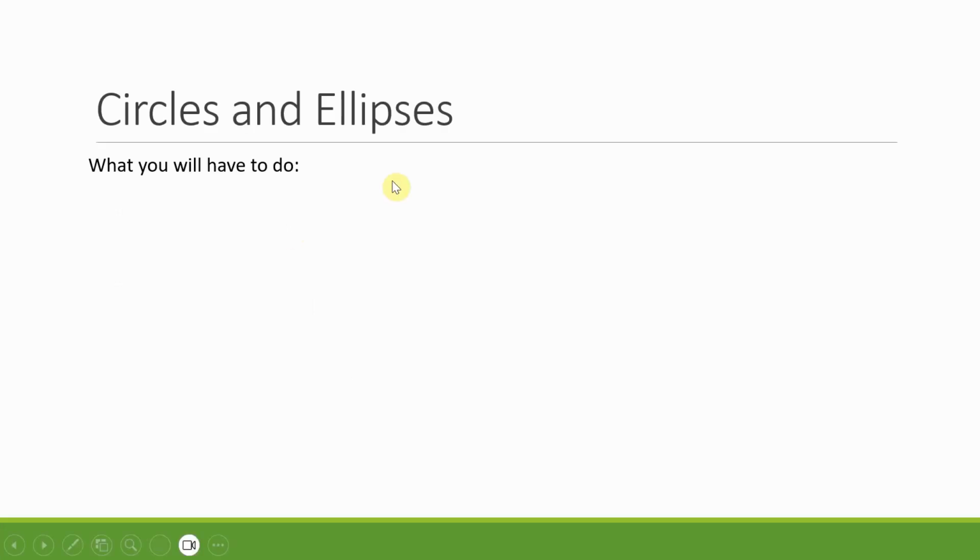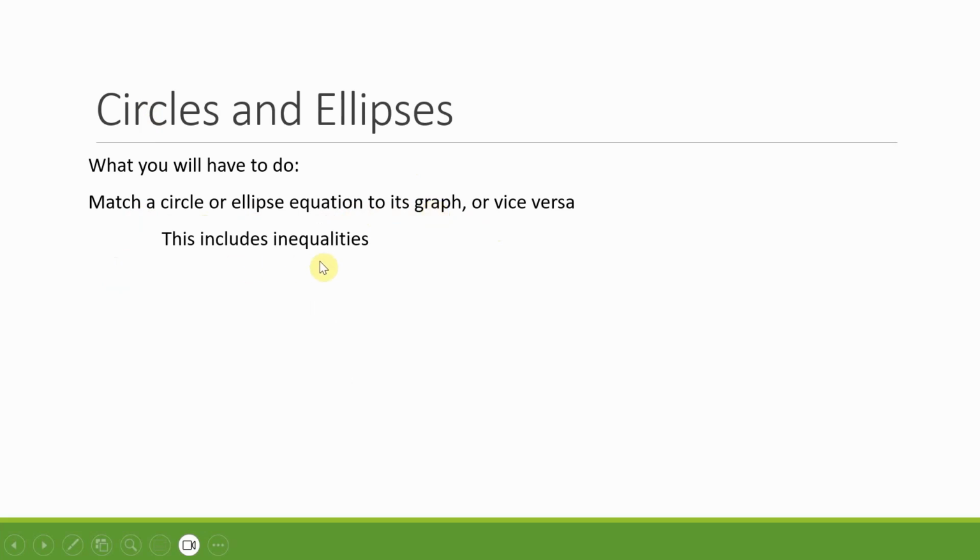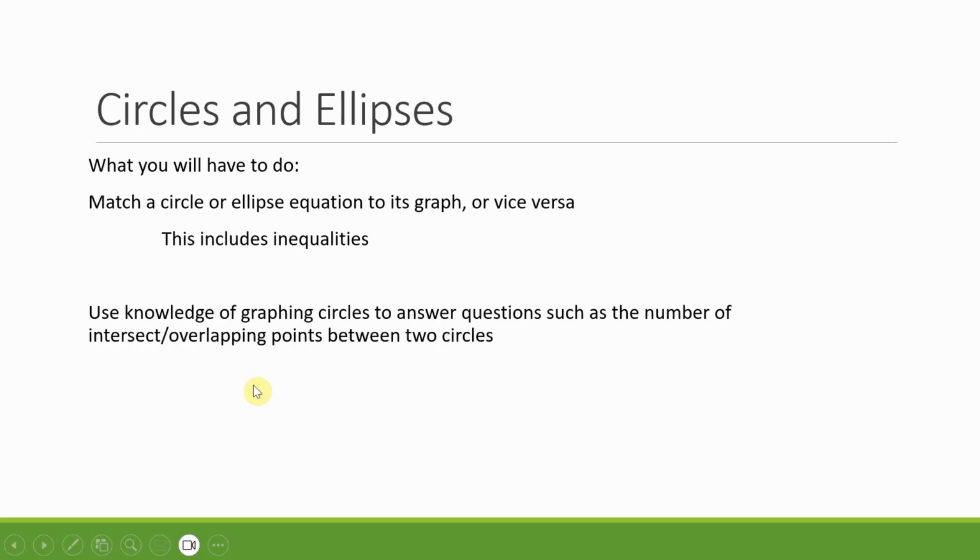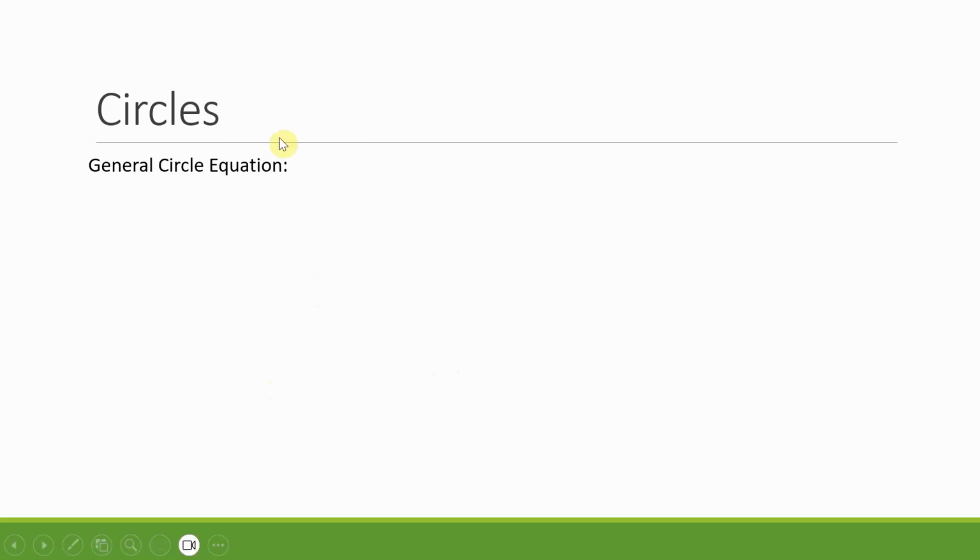So what are you going to have to do on the ACT as it relates to a circle or an ellipse? One, you might have to match a circle or ellipse equation to its graph or vice versa. So you're either going to be given the equation and you have to pick the graph, or you're going to be given a graph and you have to pick the equation. This also includes inequalities, so I'll cover both the regular equation and the inequality version. The other thing you might have to do is use your knowledge of graphing circles or an ellipse to answer questions such as the number of intersect or overlapping points between two circles or two ellipses, or a circle and an ellipse. So let's start with circles.